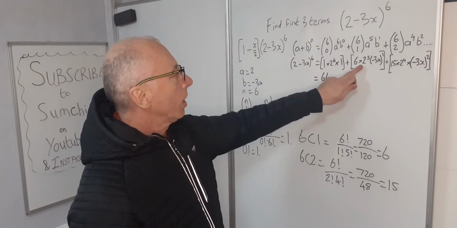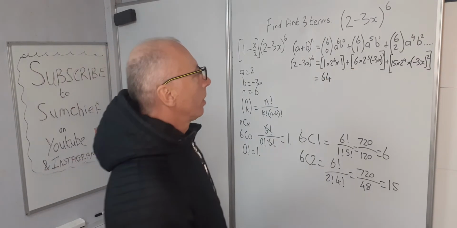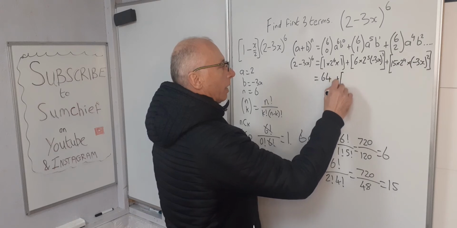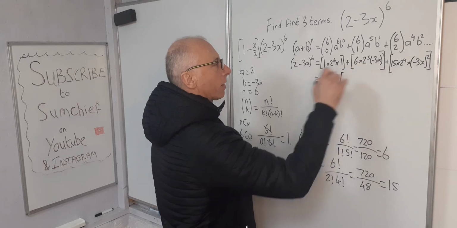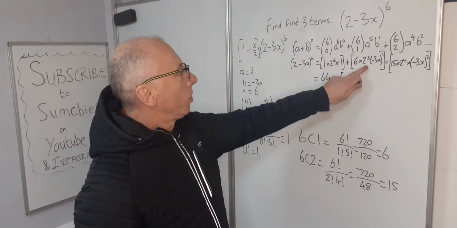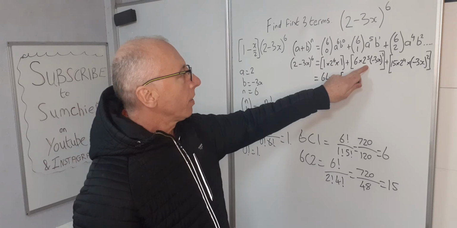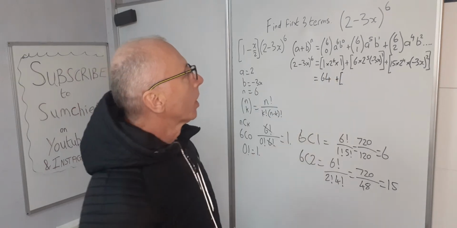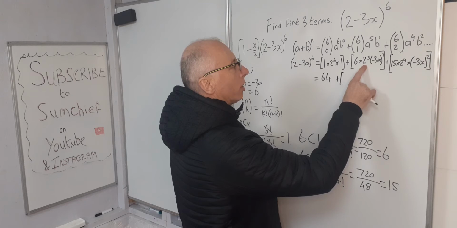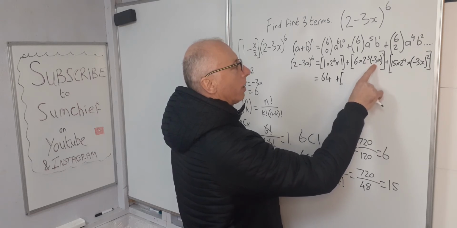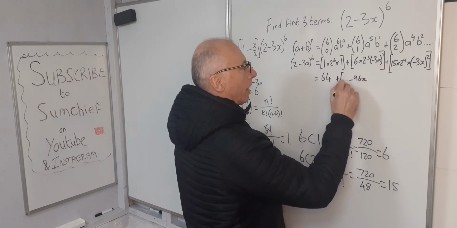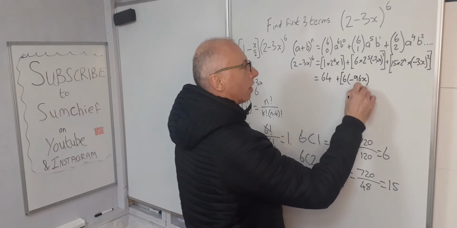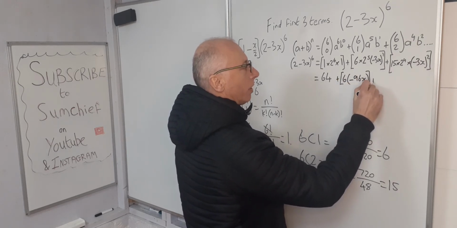Next we've got 6 times 2 to the power of 5 times minus 3x. So let's break this down a little bit. 2 to the power of 5 is 32. 32 times minus 3x is minus 96x, and that is times 6. So that takes care of that one.